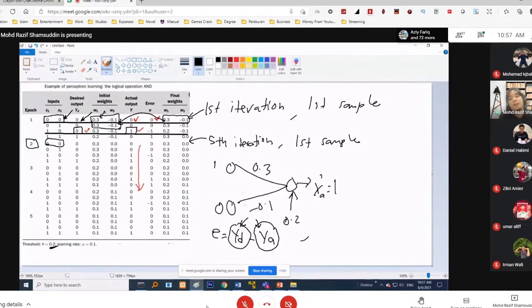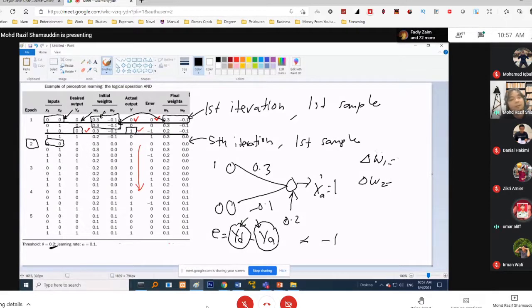Alright, so desired 0 minus 1, kita dapat error dia negative 1. So now the next step is to calculate the delta weight 1 dengan delta weight 2, ada dua. Mesti kira dua, delta weight 1 dengan delta weight 2. So delta weight 1 is what?